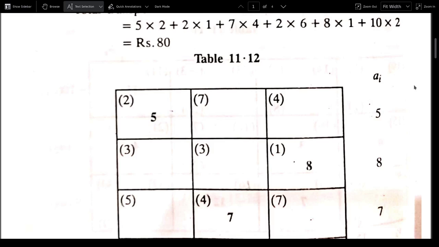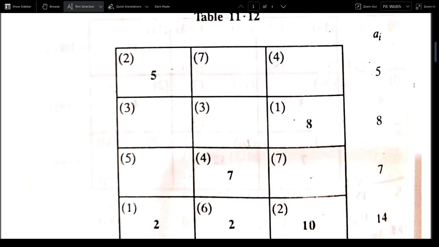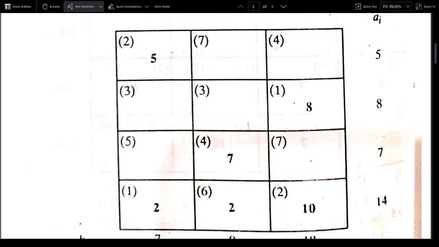Yes, Roshni? For the second row, what is the lowest cost? 1. And the second lowest cost is 3. What is the difference? 2. Right? So the second row penalty is again 2.